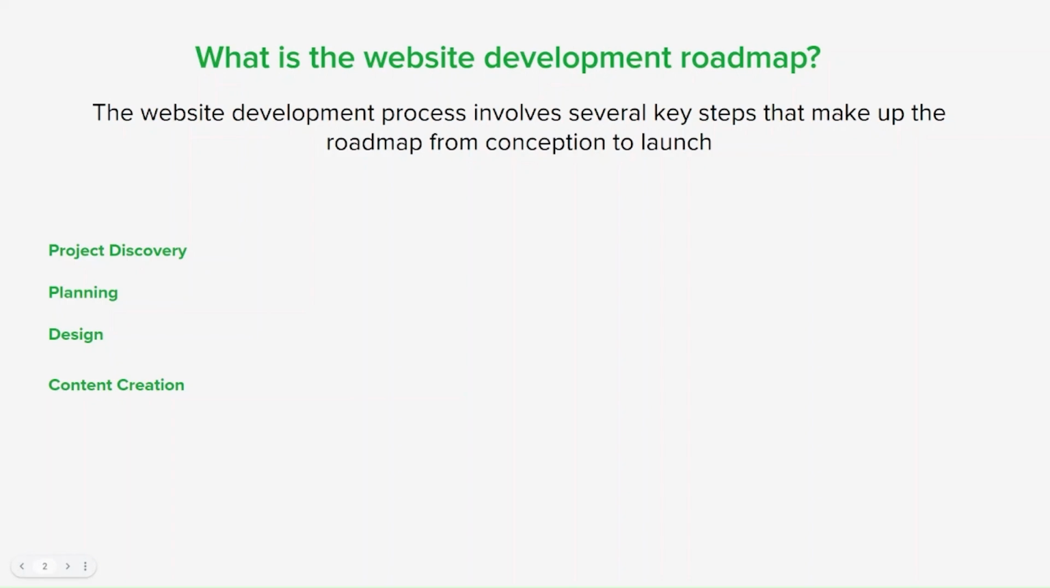Next up, you actually have content creation, and content development starts including writing, imagery, videos, and other multimedia elements. Quality content is essential for engaging users and conveying the intended message. Next up is the development stage, and developers will then take the design and turn it into a functional website, and this involves coding, HTML, CSS, JavaScript, and any kind of backend programming. They will build the interactive elements, the databases, and integrate any necessary third-party tools.